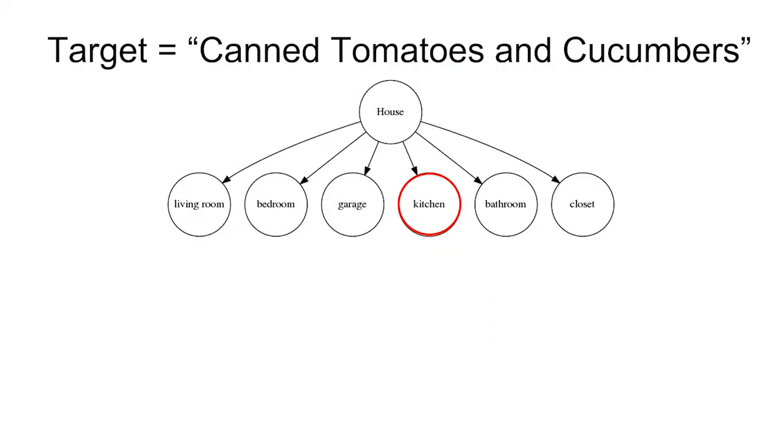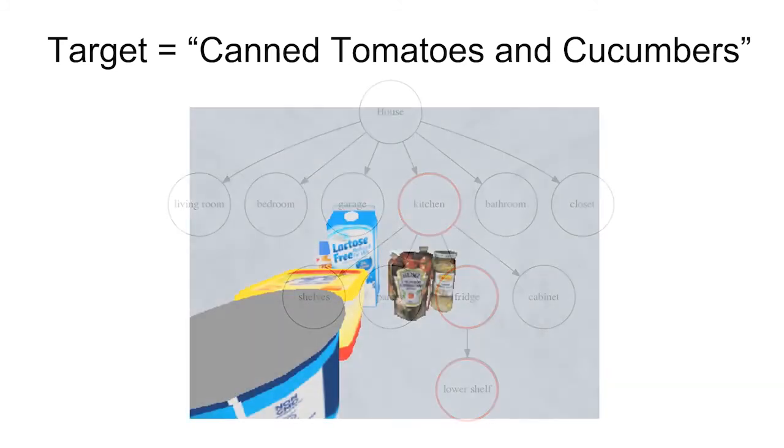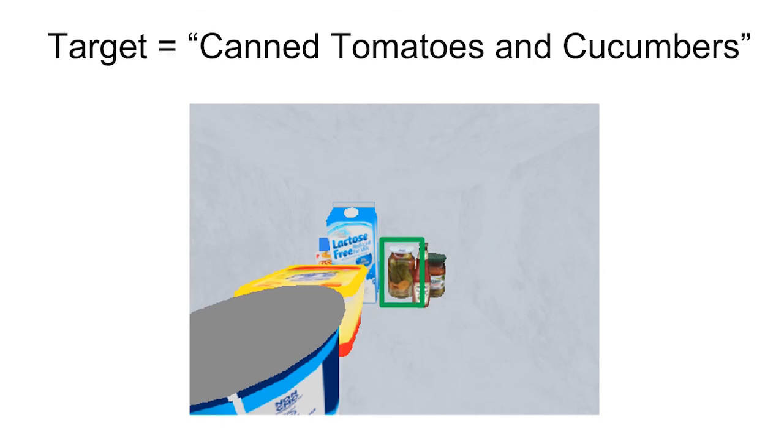Given the target of canned tomatoes and cucumbers, the agent first needs to select among the possible rooms. Once it selects the kitchen using our neural network, it needs to decide among the possible containers within the kitchen. It then selects the fridge and looks on the lower shelf. Since the target object is not visible, it now needs to select objects to move out of the way. Our neural network enables it to correctly choose the semantically relevant objects and make the target object visible.